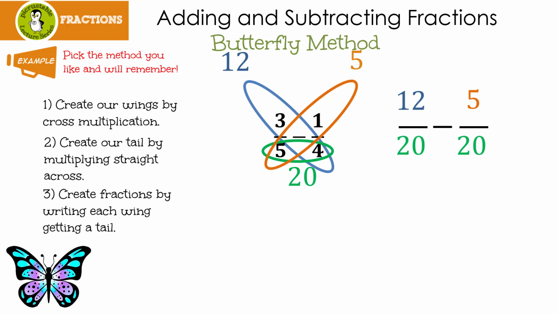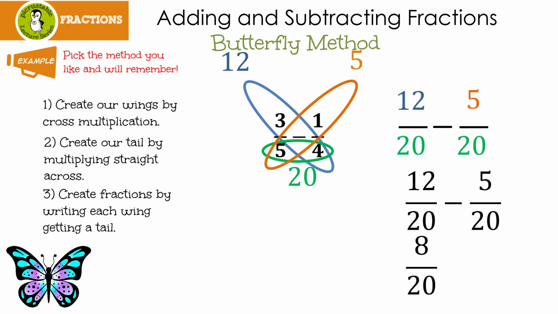What exactly is it going to look like? 12 over 20 minus 5 over 20. 12 minus 5 is 8, and we keep our common denominator of 20. But 8 over 20 reduces. Hopefully you notice that 4 goes into both of them. 4 times 2 and 4 times 5. We're going to cancel the common factor, which gives us 2/5.